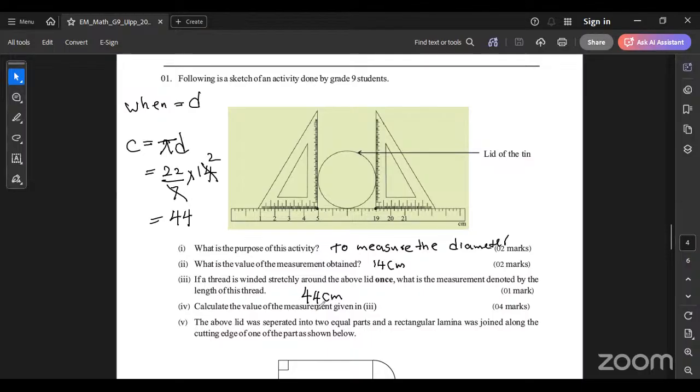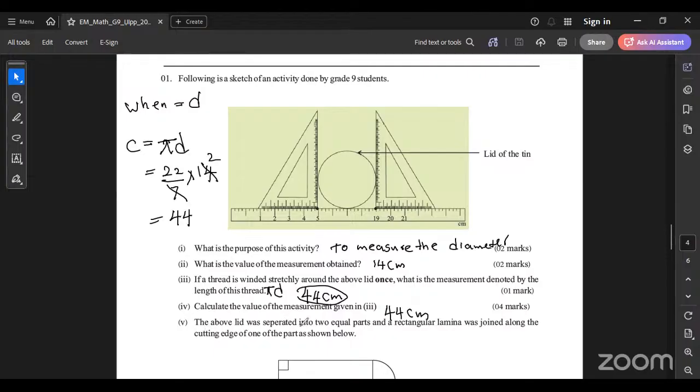Calculate the value of the measurement given in the third question. If a thread is wound tightly around the lid's boundary, what is the measurement denoted by the length of this thread? Calculate what the measurement is. I think that means C equals πD. That's the answer for here as the measurement. Here it is 44, right? Understood?